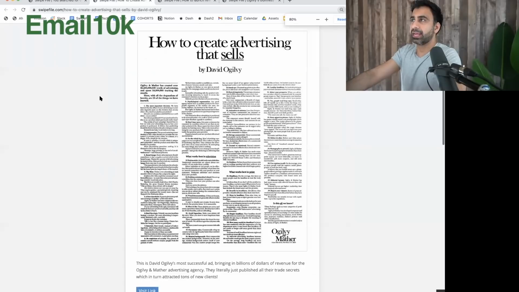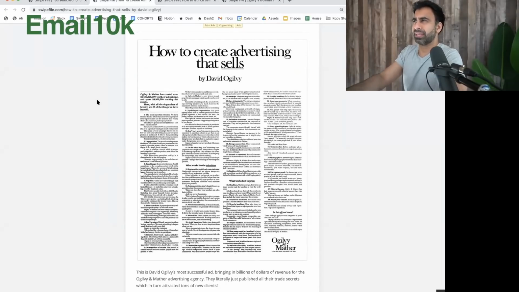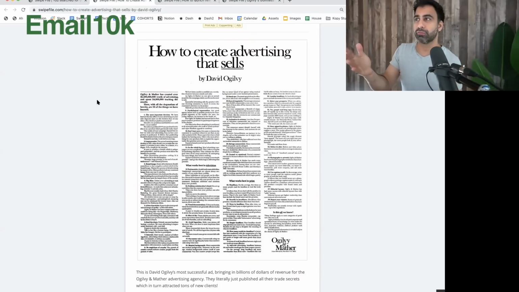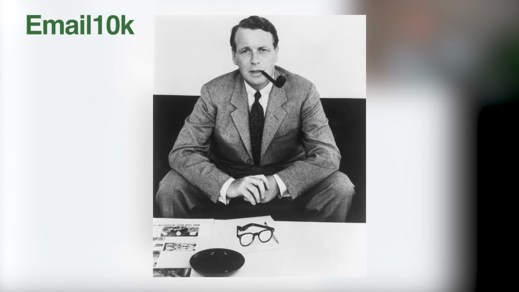So this is a classic ad called How to Create Advertising That Sells by David Ogilvy. This ad in like 1980 brought in something like $1.8 billion in revenue to the company. The reason is, instead of having a fancy art director do all this stuff, David Ogilvy just wrote out all the secrets of advertising. They put this out in magazines and newspapers. And what that did was other advertising firms would clip this out of the magazine and save it so they can reference it themselves. So all of a sudden, David Ogilvy's agency, Ogilvy and Medhora, looked like the big boss in town because they just gave away their entire playbook.